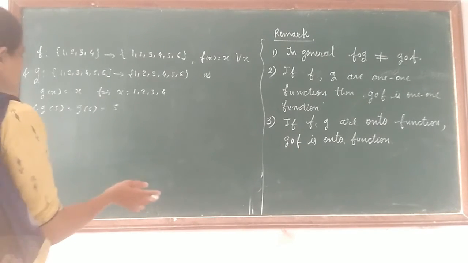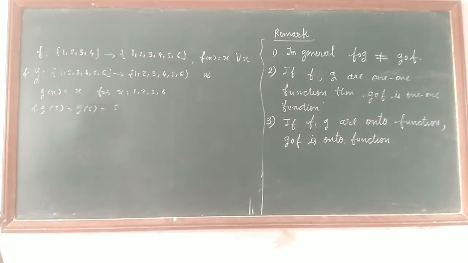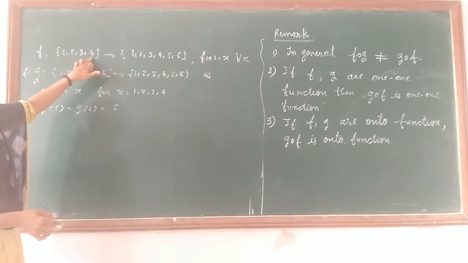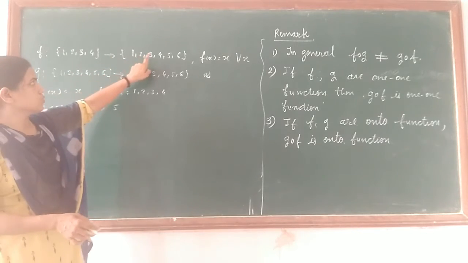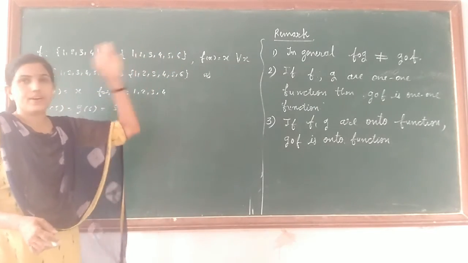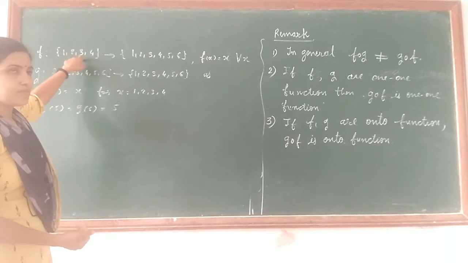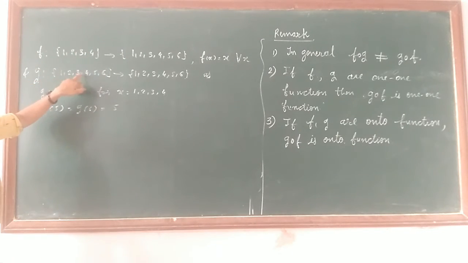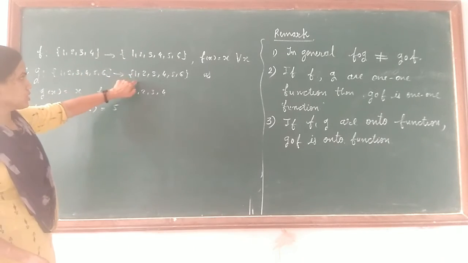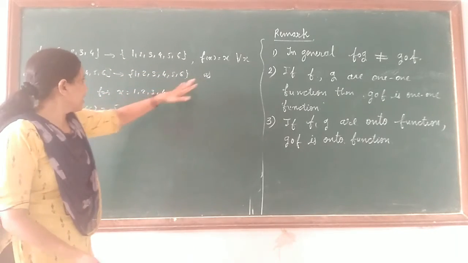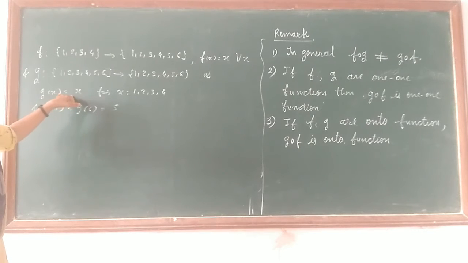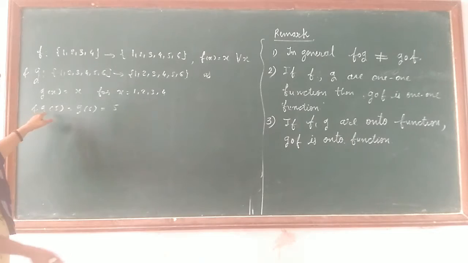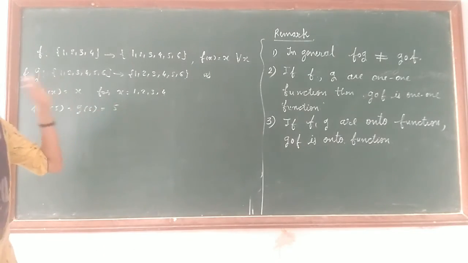So for the converse, I have written here one example. Here the function f from A to B, A is {1, 2, 3, 4}, B is {1, 2, 3, 4, 5, 6}, where f(x) equals x for all x belonging to A. And g is a function from B, {1, 2, 3, 4, 5, 6}, to C, {1, 2, 3, 4, 5, 6}, where g(x) equals x for x equal to 1, 2, 3, 4, and g(5) and g(6) equal 5.